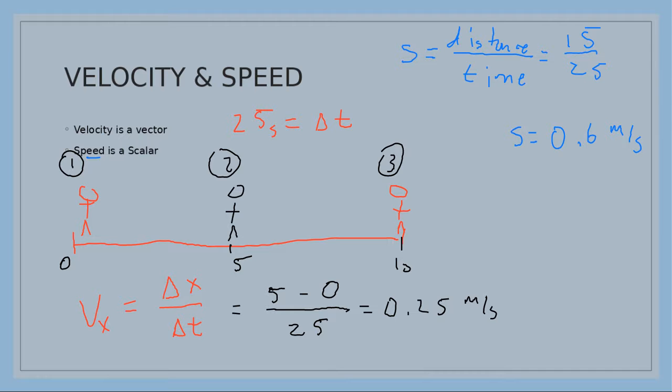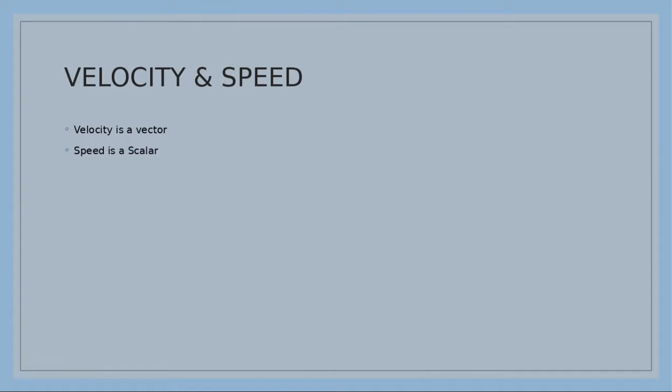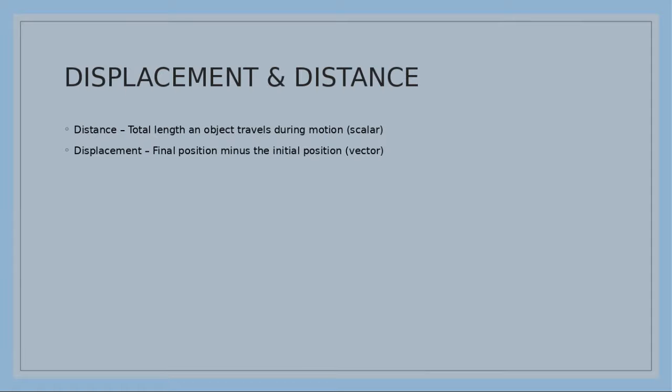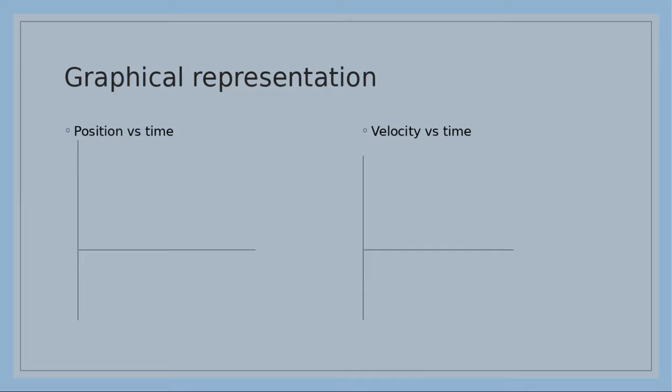Okay, so far, all we've talked about is displacement and velocity, and how displacement has its scalar counterpart, which is called distance, and how velocity has its scalar counterpart, which is called speed. Okay. And so now let's look at how this is represented in graphs.